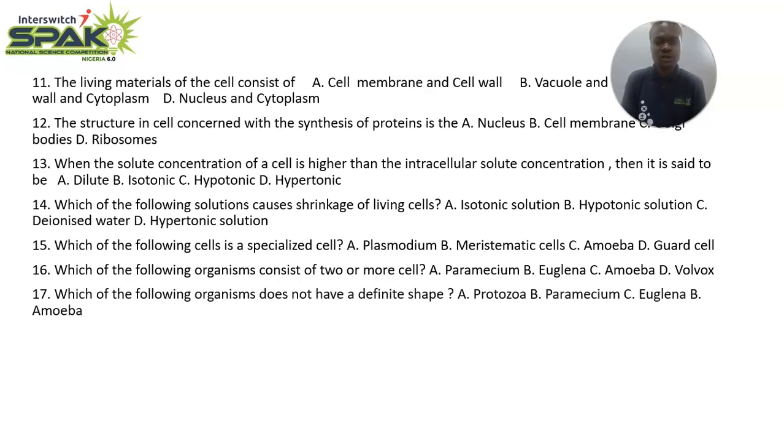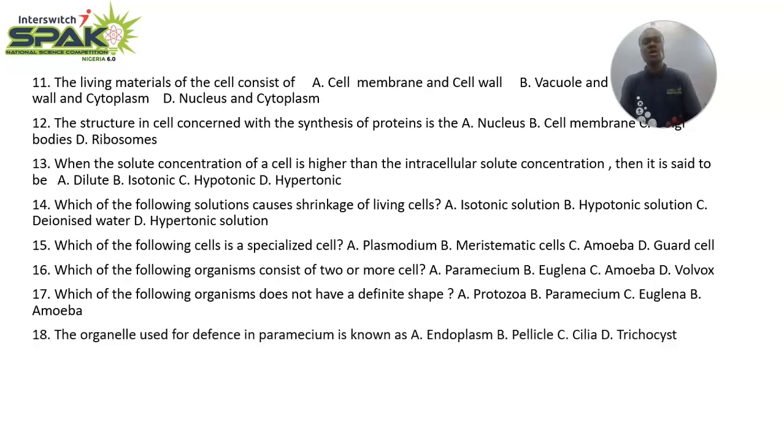And the next question says, which of the following organisms does not have a definite shape? Protozoa. We cannot generalize because there are many organisms in the protozoa. Paramecium has shape because of the presence of a pellicle that imparts shape. We discussed this earlier. Euglena too is not shapeless. They have shape. But amoeba does not have any support system, and as a result, amoeba is shapeless. So the correct answer there is amoeba.